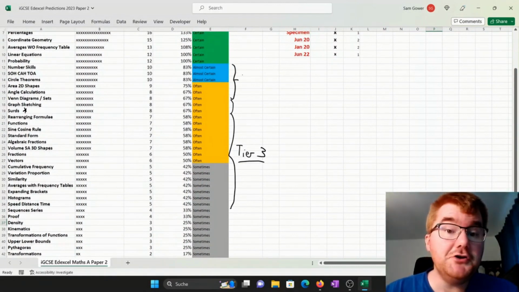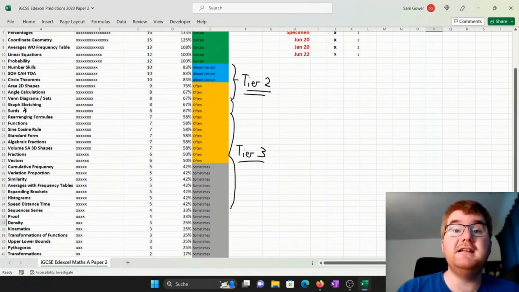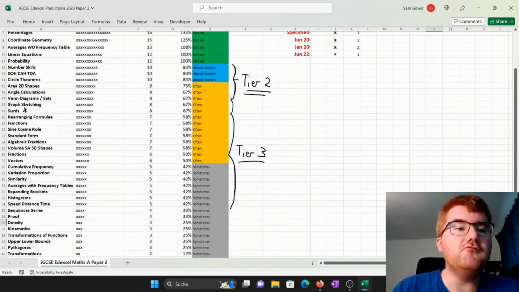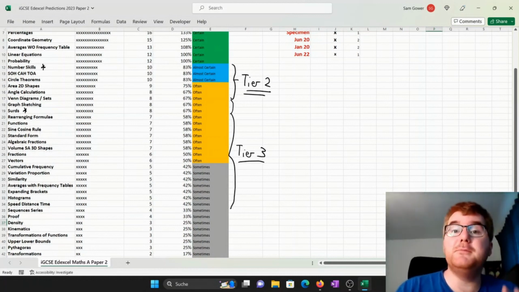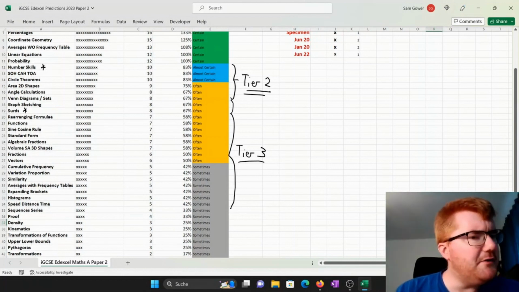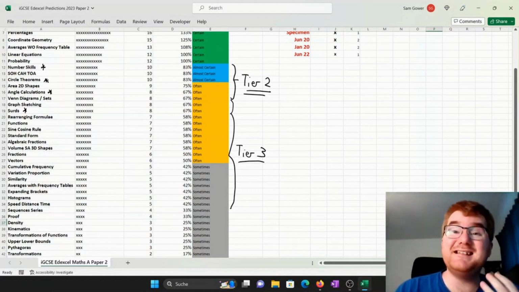Then we scroll up and then we've got what I call tier 2 topics. These are ones you certainly should prepare for and make sure you've gone over these really carefully. So things like number skills, which generally comes up right at the start of a paper 2. Make sure you can problem solve with ratio, with fractions, with percentages and so on. Circle theorems has also got into this tier 2 category. Angle calculations, things like interior and exterior angles are really worth practicing.